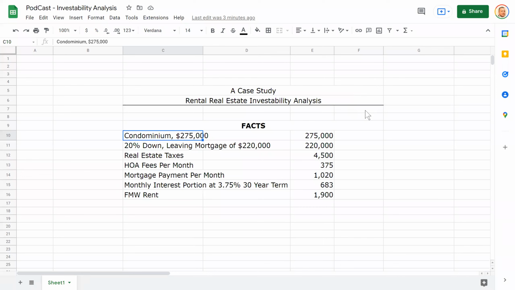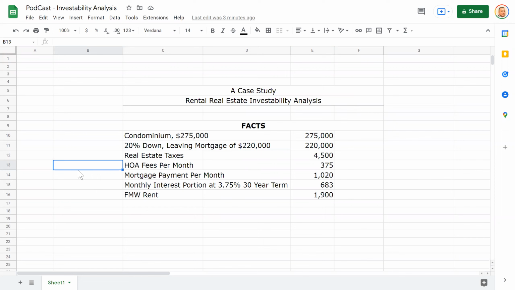Now, let's take a look at some basic facts here for this case study. So we have a condominium that we're going to buy for $275,000. We're going to leave a 20% down payment. That's leaving us a mortgage of $220,000. Real estate taxes are $4,500 per year.